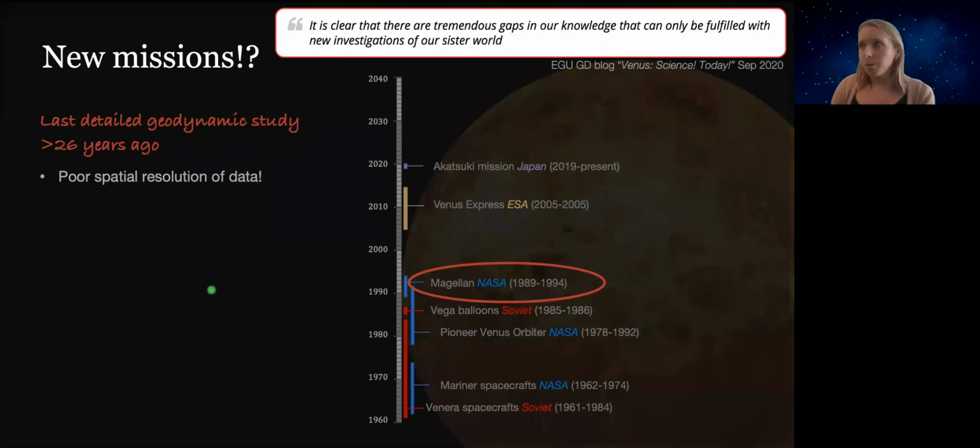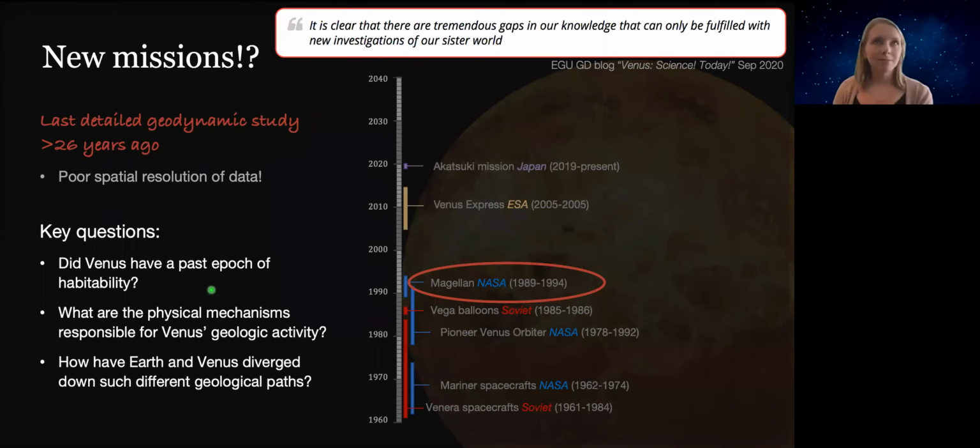And to quote another part of the blog, it is clear that there are tremendous gaps in our knowledge that can only be filled with new investigations of our sister world. So key questions that we should try to answer in the future of Venus science are: did Venus have a past epoch of habitability? What are the physical mechanisms responsible for Venus's geologic activity? And how have Earth and Venus diverged down such different geologic paths, making Earth a planet that could host life and Venus not? Only new missions to Venus can really help us address these questions.